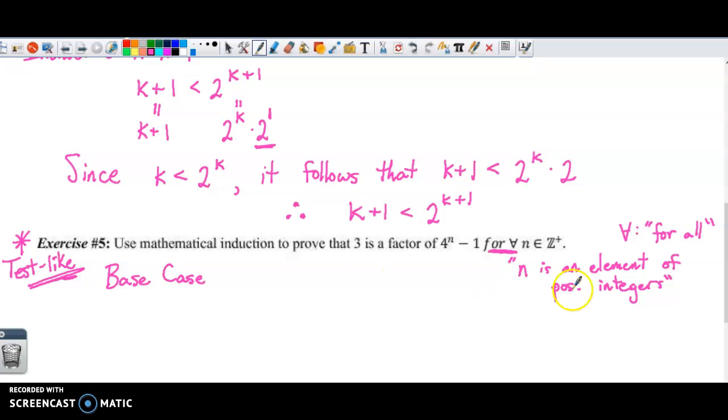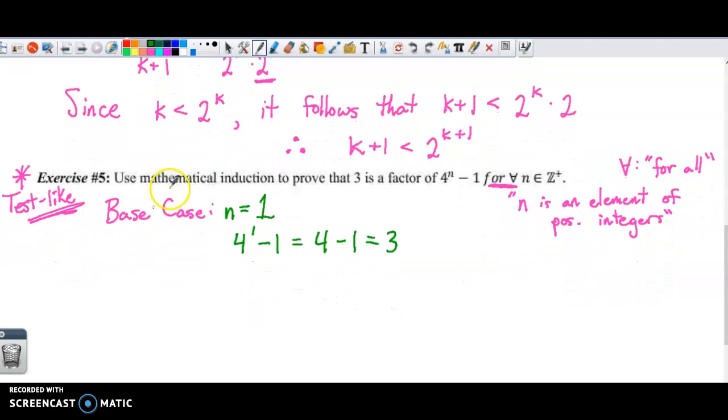So I know I'm throwing a lot at you with new notation, and that might be scary, but I think you guys can handle this. So let's start with the base case. The very first positive integer is n equals 1. So if I plug in 4 to the first power, just plugging in n is 1, minus 1, well I get 4 minus 1, which is 3. And all I need you to say is something along the lines of, since 3 divides 3, that's what it means to be a factor. I don't know if I have to explain that. Since 3 divides 3, the base case is true.